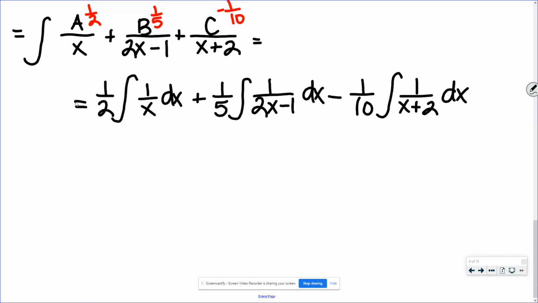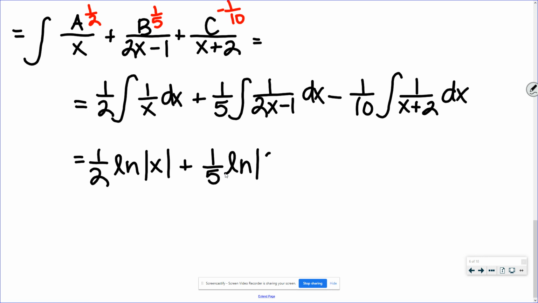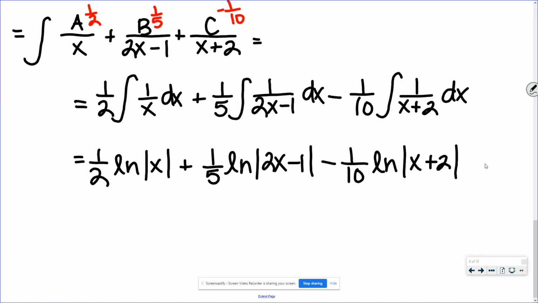You are to the final step. The final step is to integrate. This first integral has a 1/2 in front, but the antiderivative of 1/x is ln. So this would be 1/2 ln absolute value x. And in fact, all of these are kind of versions of ln because they're all linear functions in the denominator. Just don't forget your absolute value. And we finally have an answer.